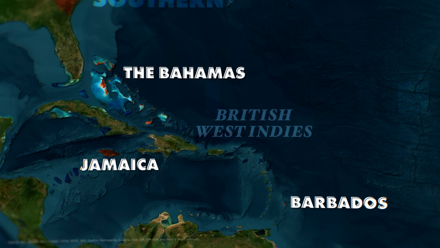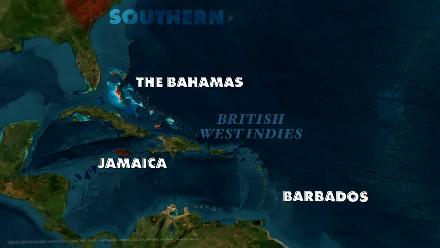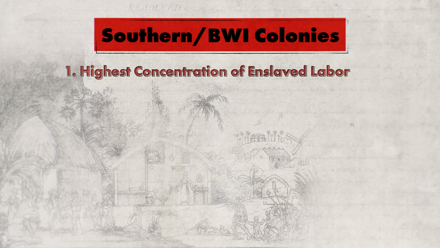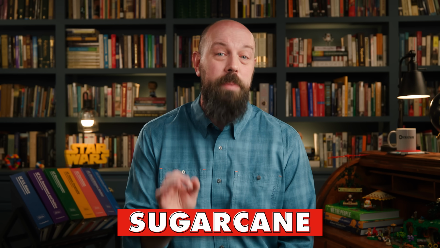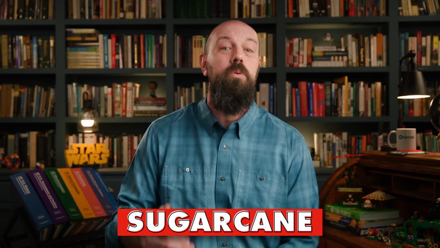Okay, and finally, let's head all the way down to the south and see what's going on in those colonies. And first, let's go to the British West Indies, because what's happening there will inform what's happening back on the mainland. So by far the highest concentration of enslaved labor in the British colonies was found in the British West Indies. So thanks to its proximity to the equator, these islands enjoyed long, warm growing seasons, and it quickly became apparent that the most profitable crop to grow here would be sugarcane.